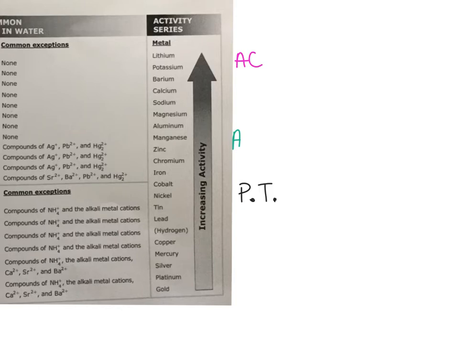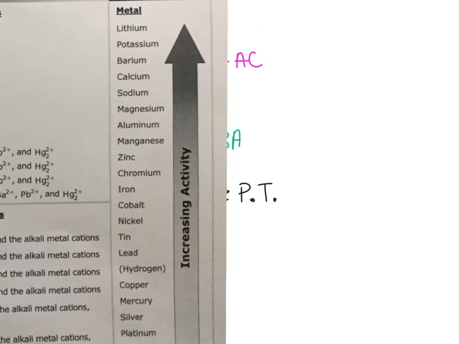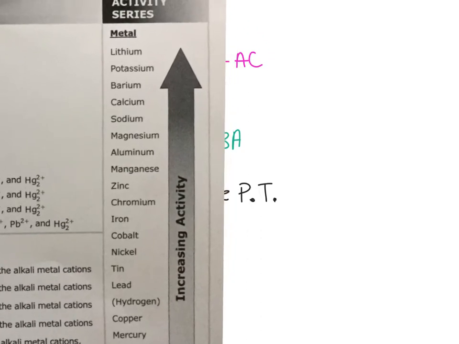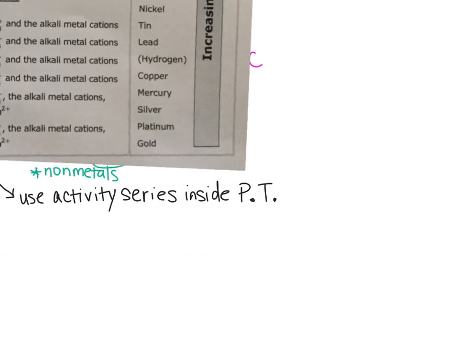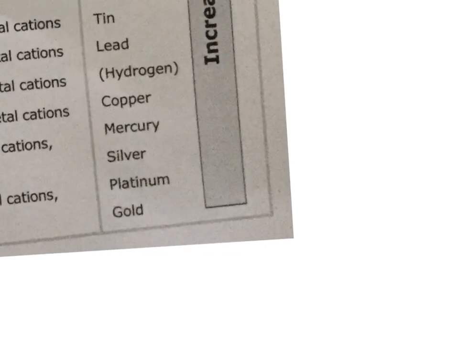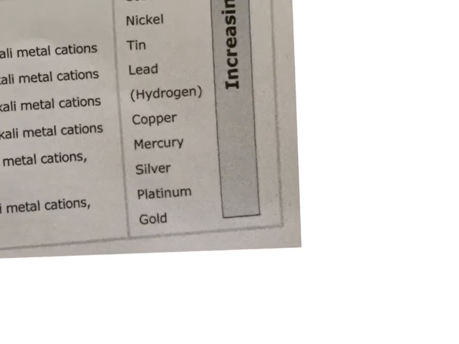So you have to be better than whoever you're trying to replace. Same thing when you're looking at this activity series: if it is at the top of the list, it can bump out anybody at the bottom of the list, anybody below it. All right? So who's bumping out everybody? Lithium. Who is probably going to get replaced no matter what? Gold. Yes, feel sorry for gold. It's okay, they'll find their way. That's why he has alloys.